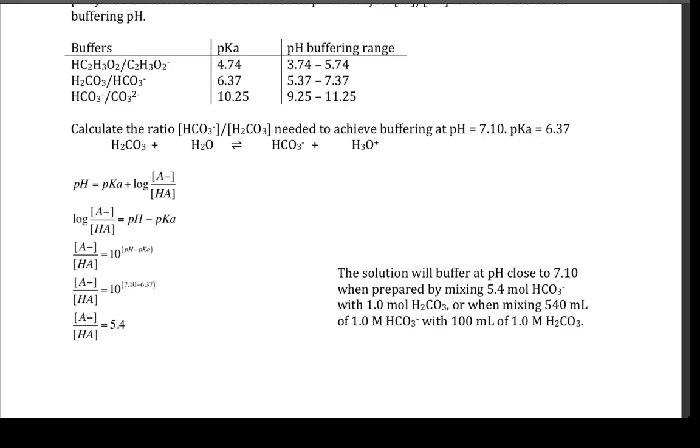So that's what we would have to set our concentration ratio to. A minus is 5.4 times the concentration of HA. The solution will buffer at a pH close to 7.10 when prepared by mixing 5.4 moles of HCO3 minus and 1.0 moles of H2CO3, that'd be one way to do it, into water, or when mixing 540 mLs of 1.0 molar HCO3 minus with 100 mLs of 1.0 molar H2CO3.